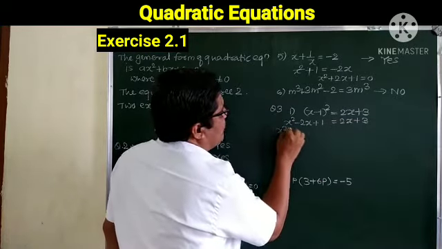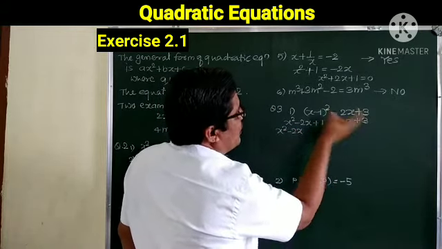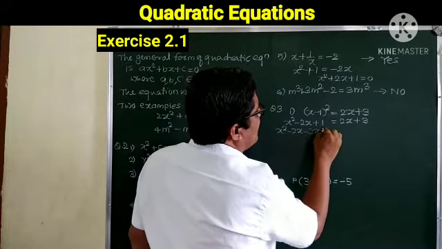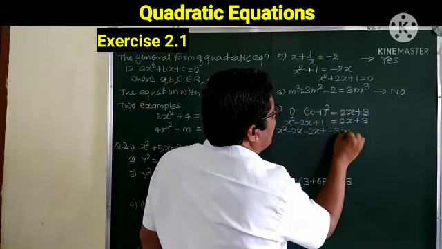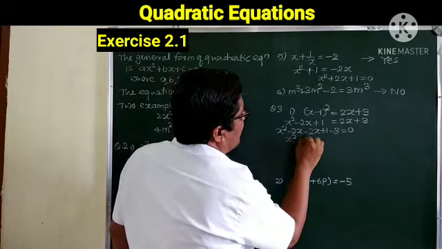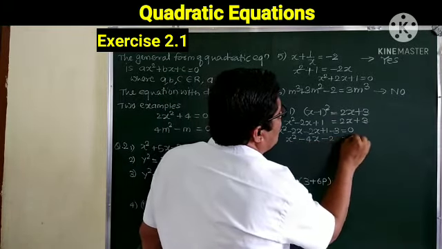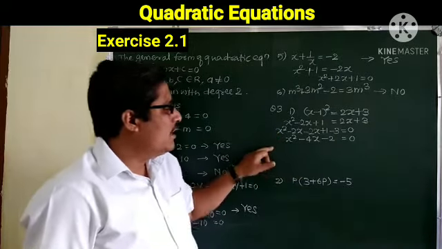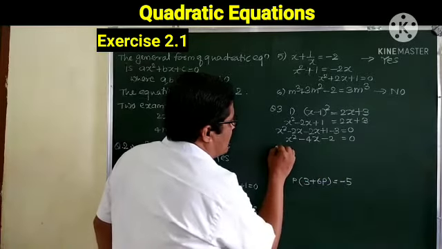So x square minus 2x, this 2x will also come on the left hand side. So minus 2x plus 1, and take this plus 3 on this side, it will become minus 3. So x square minus 4x minus 2 is equal to 0. So here we have to write the sentence comparing the given equation with ax square plus bx plus c.